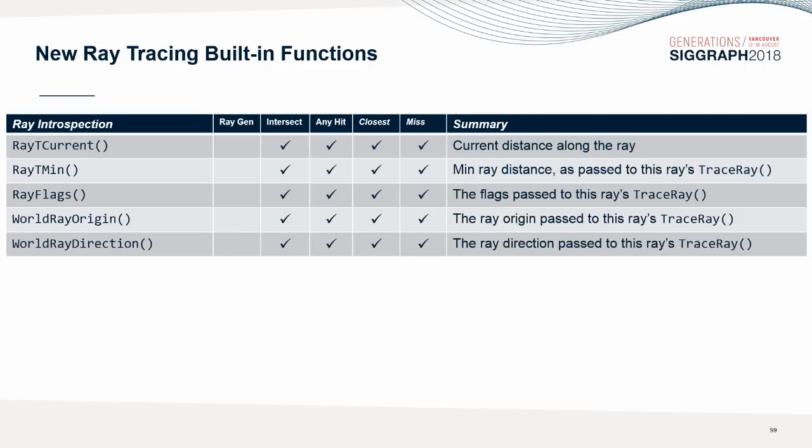Another class of new built-in functions are for doing ray introspection. So properties about my ray. So you can find out what your current T value is along the ray, what your minimum value is, which was passed in as a parameter to TraceRay, what your flags were, which was also passed in as a parameter to TraceRay, along with your ray origin and ray direction in world space, which also were passed in as parameters of TraceRay. So basically, these functions query parameters that you pass to TraceRay and also where you are currently on the ray.